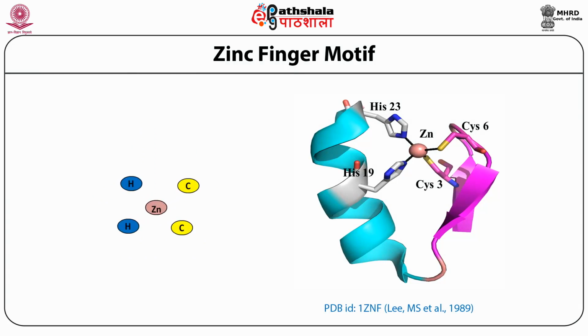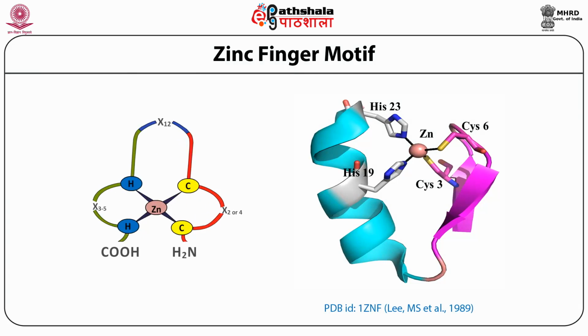So you have two cysteines separated by 2 to 4 residues, and then you have a large loop, a linker region of 12 to 14 amino acids, and then another small segment with the histidine.